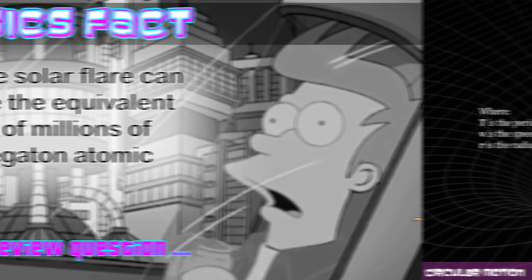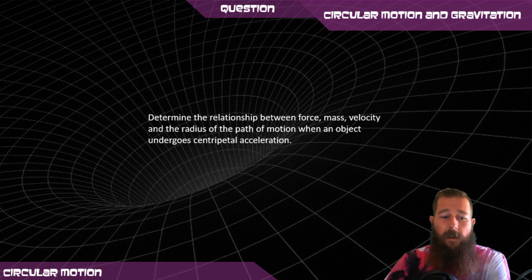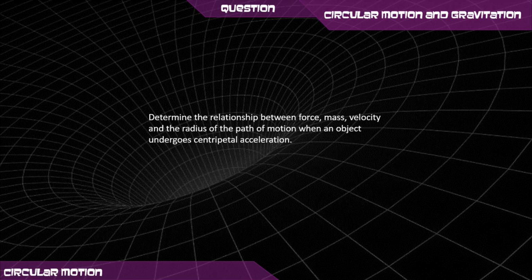So this question requires you to come up with an equation. Use the equations from this video and put them together to determine the answer. What I'm looking for is the relationship between force, mass, velocity and the path of motion of an object when it's undergoing centripetal motion. It might help if you get your formula sheet out, look at the equations from this section and see if you can find that relationship.